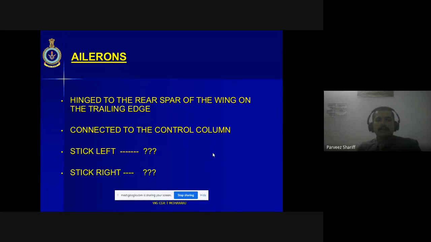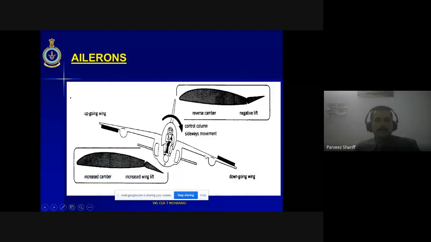So when the stick is full left, the aileron on the port side will go up and the starboard side will come down. That will create lift on the starboard side, and the lift is reduced on the port side, so it will roll left or bank left. The same thing happens with the stick at the right side. As you can see here, when the stick is at left, the aileron has come down here and here the aileron is up, so it is rolling towards the left side.